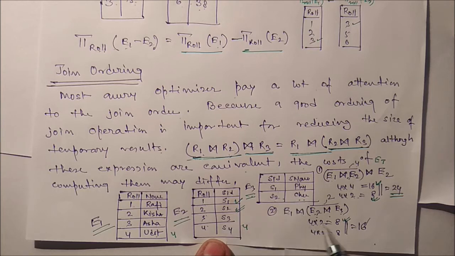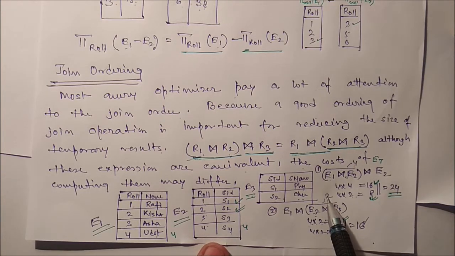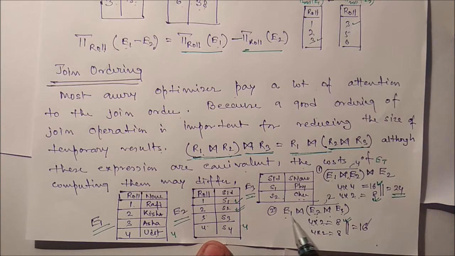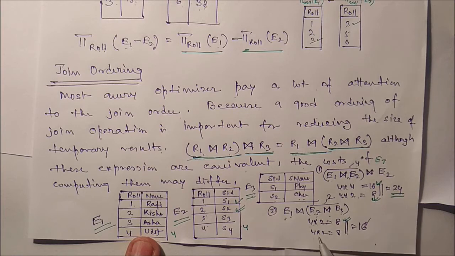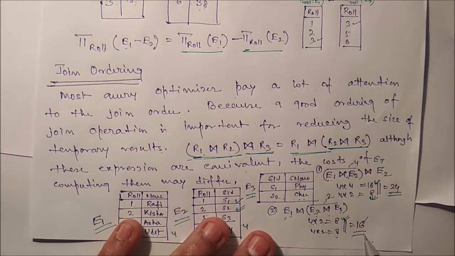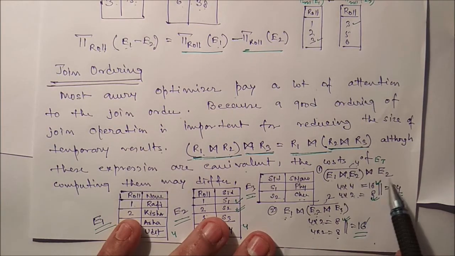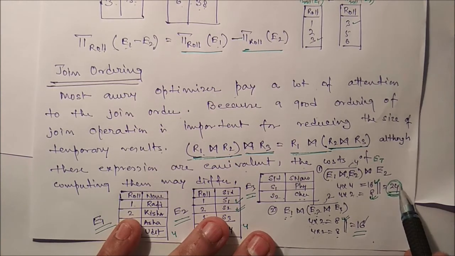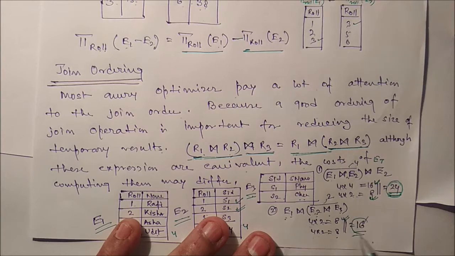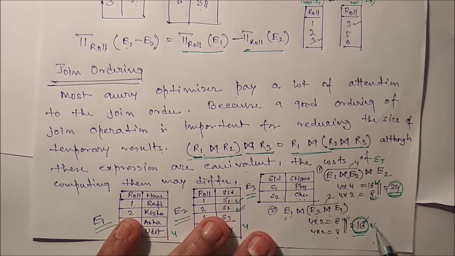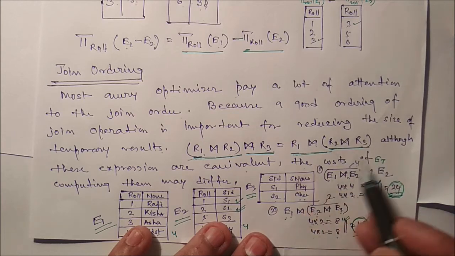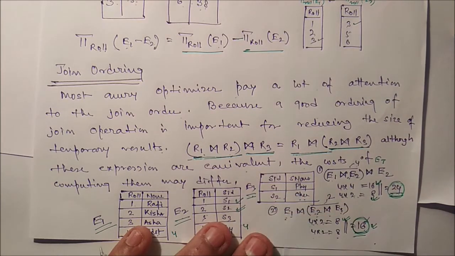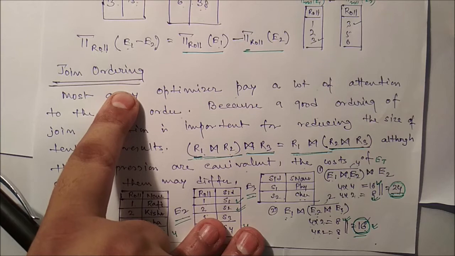So the resultant table size will be 2. And after that, the resultant table with E1. So E1 with E2. Definitely the E1 size is 4. So 4 into 2 is 8. So the total is 16. If you join like this way, the total will be 24 record size, where the intermediate record size is 16. So definitely this one is less. It needs less time and space as compared to this. So definitely this will be a better approach than this one. That's why join ordering is important.